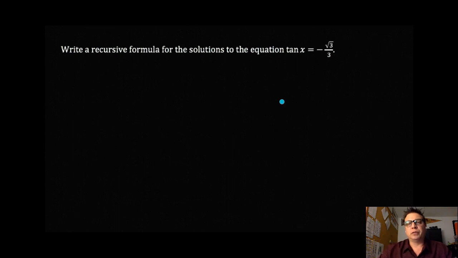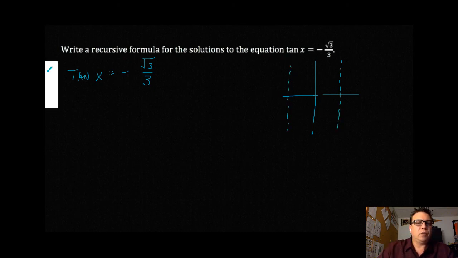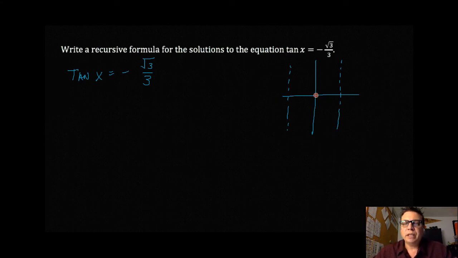Here we're going to write a recursive formula for tangent. So I'm going to keep blue. I've got tangent of x is equal to negative square root of 3 divided by 3. If we go through and deal with this, I'm going to just go ahead and graph the tangent function. Remember, we've got the asymptote lines first. It looks like a cubic function that is bound by the two asymptotes, where this one is at pi divided by 2, this one at negative pi divided by 2.